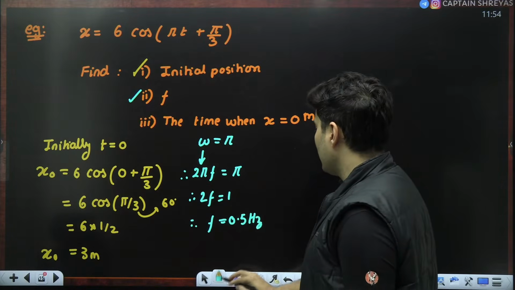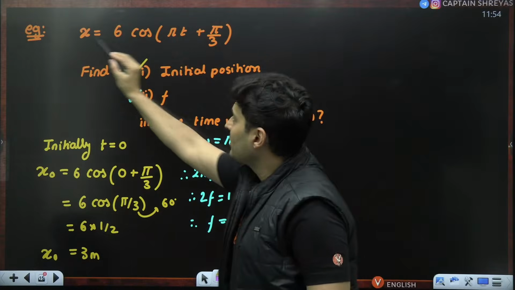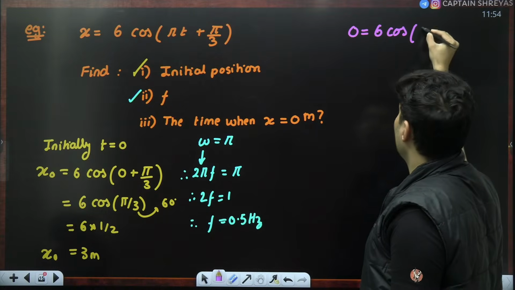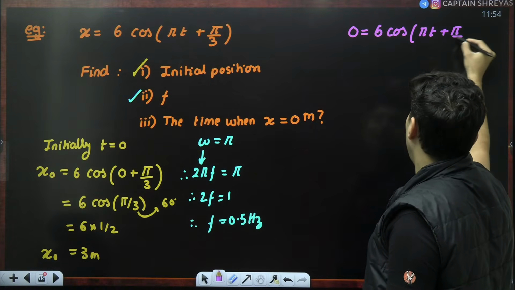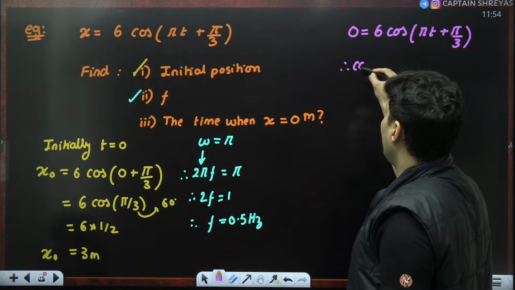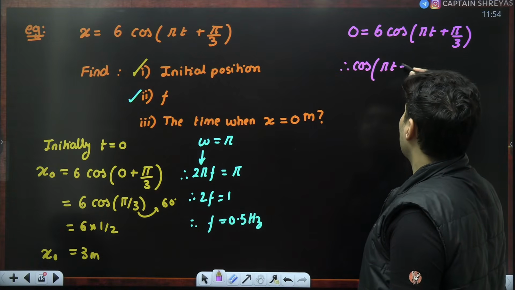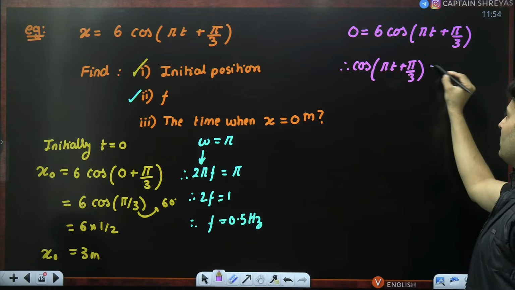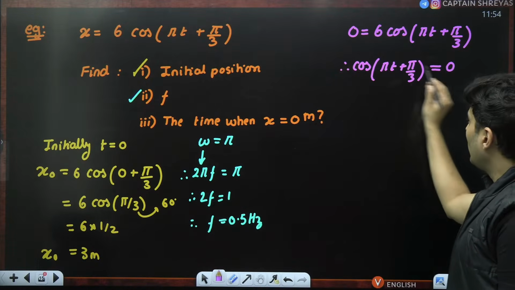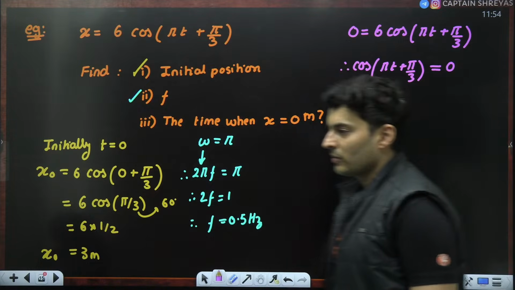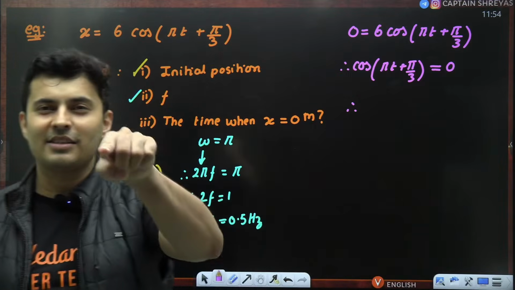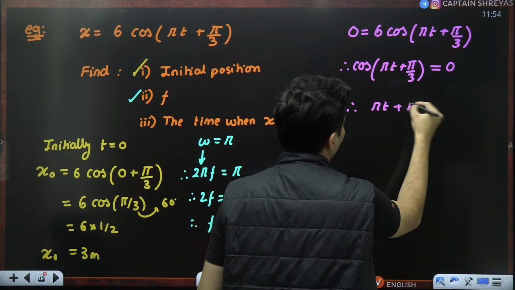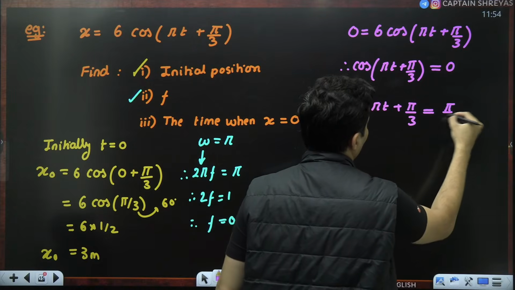The time when x is equal to 0. So x value has to be substituted as 0. So 0 is equal to 6 cos of (pi t plus pi by 3). Anything into 0 is 0, but 6 can't be 0, so cos has to be 0. Whose cos is 0? Cos 0 is 1. Cos 90 is 0. So the inside term must be 90 degrees, but we never do it in degrees. We always do it in radians. So you will put pi by 2 radian.